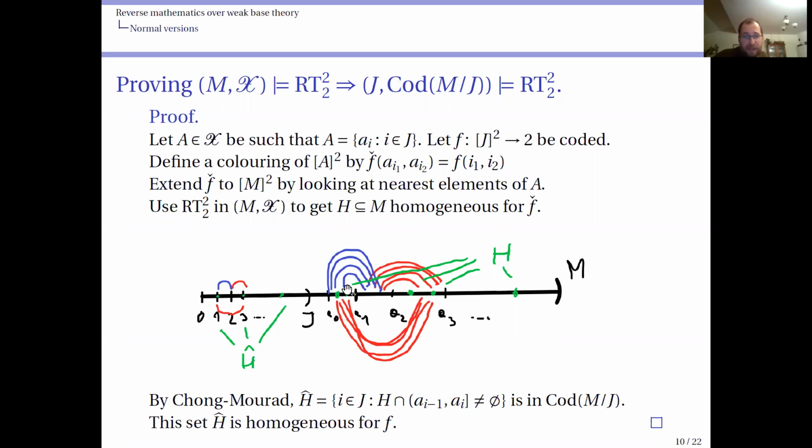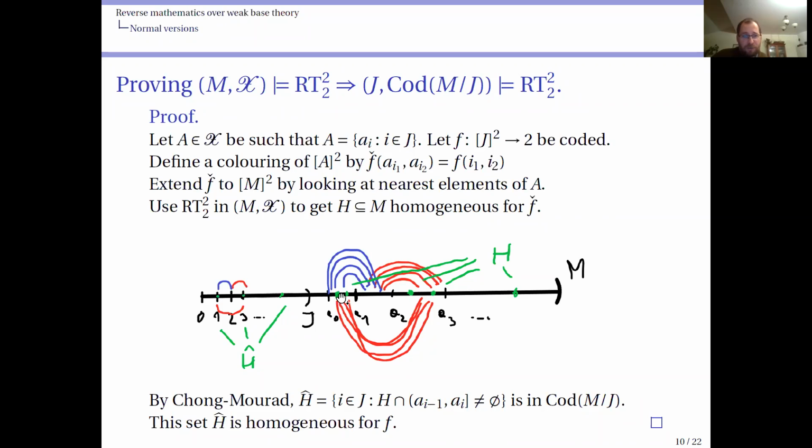So maybe there's some element of H between A0 and A1, and maybe there's another element between A2 and A3, and so on. H is these green points. And now there is a lemma called the Chong-Mourad coding lemma that I'm skipping for the purposes of this talk, that tells you that you can map this set back to the cut, back to the set of indices, and that thing will be coded.